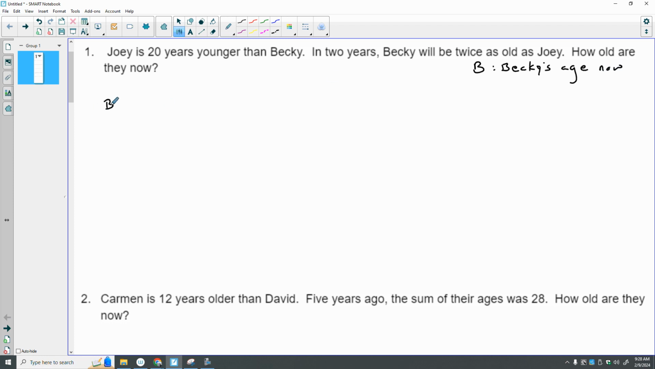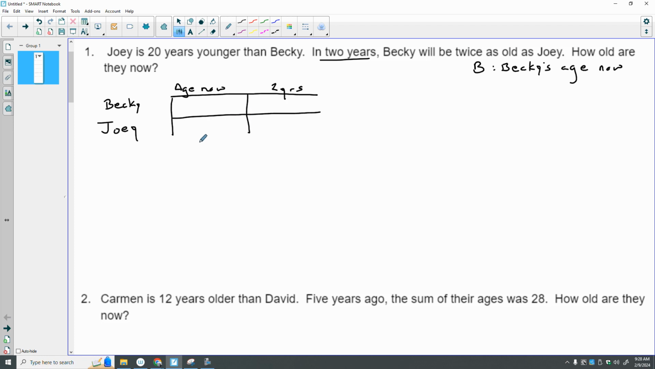And I'm going to make a little table or a little box, however you want to say that. And I have Becky and I have Joey. And I have age now. And then continuing looking through, I know I want in 2 years. Okay, so making a little box or a little table of that. Let's write an expression that represents each of these different situations.